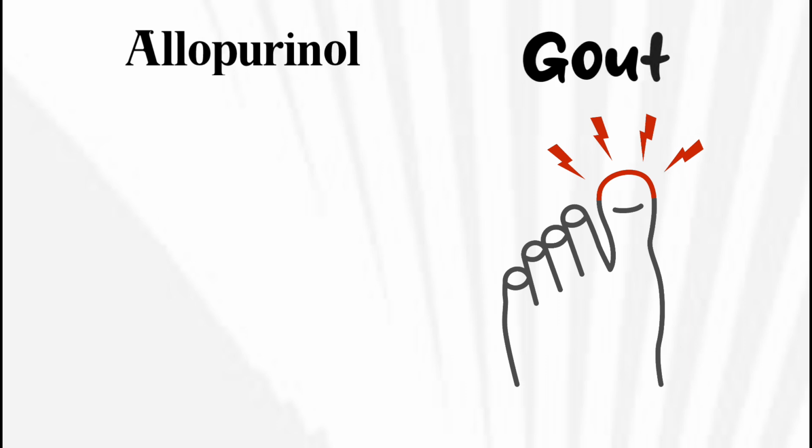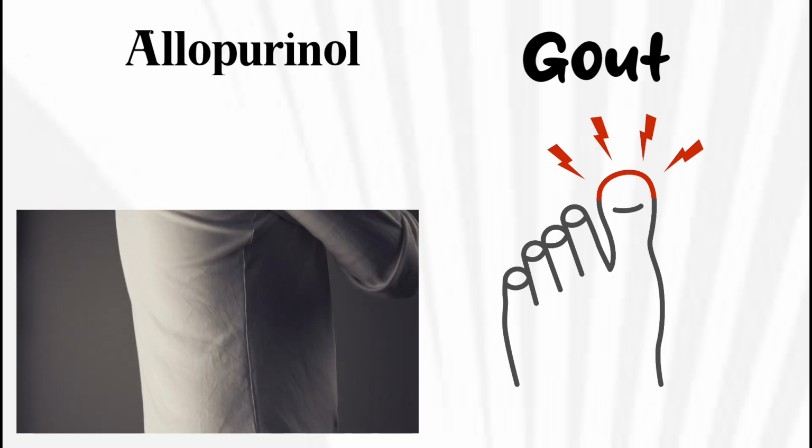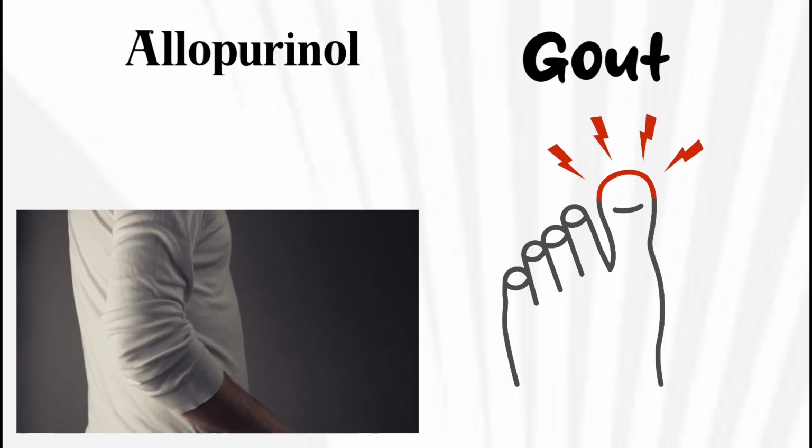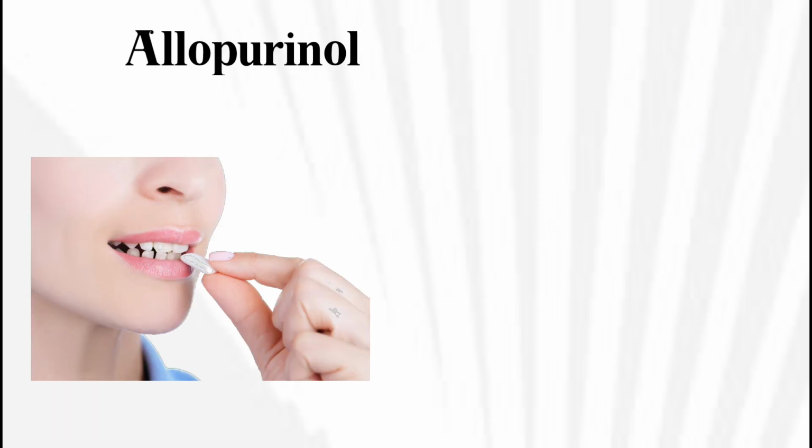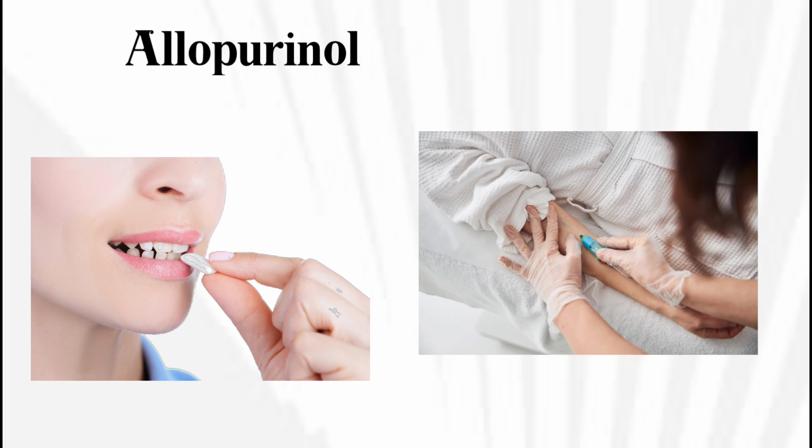The other specific use of allopurinol is to prevent gout. Gout is an inflammatory arthritis characterized by recurrent attacks of red, tender, hot, and swollen joints. Allopurinol is also used to prevent specific types of kidney stones and for the high uric acid levels that can occur with chemotherapy. Allopurinol can be used by mouth or injected into the veins.